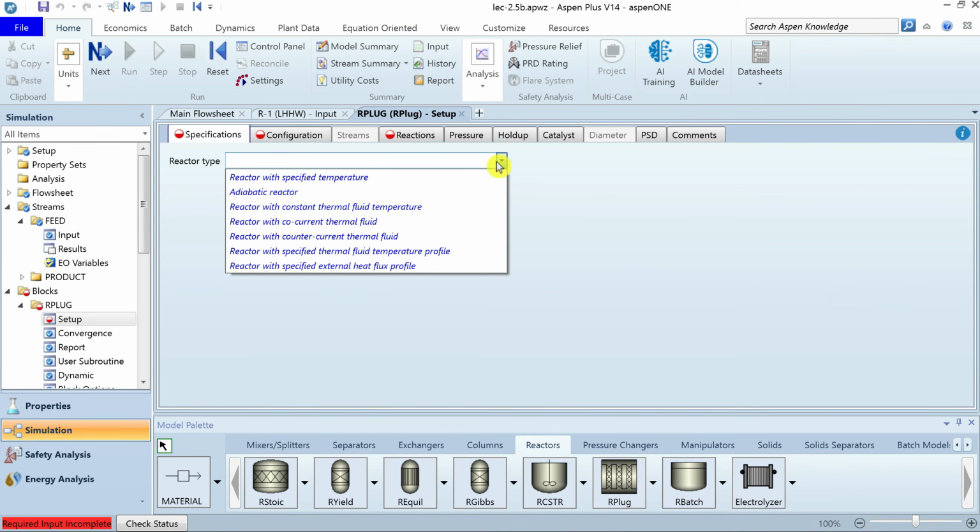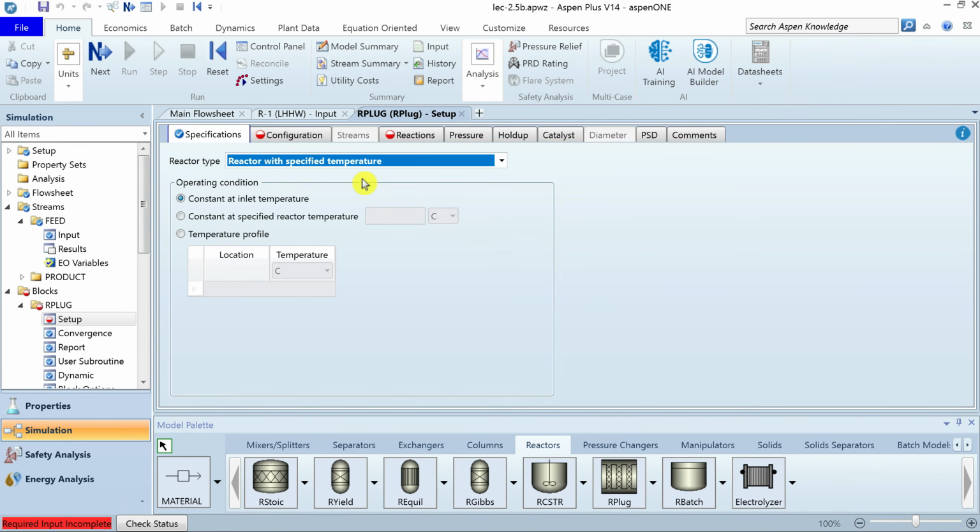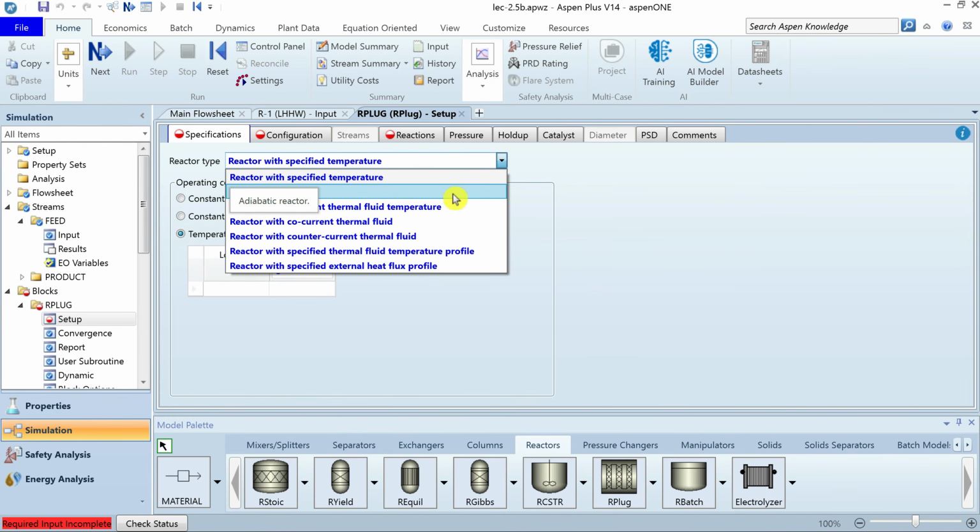In the reactor model, first you need to select the type of the reactor and that is specifically associated to heat transfer profiles of the reactor. Either you can define a specified reactor temperature. For that specification, it is possible to define a constant inlet temperature as of the feed temperature, or there can be a complete isothermal case where a specified reactor temperature can be defined throughout the reactor length, or there is an option to define a temperature profile along the reactor length. Other options for the reactor type are adiabatic reactor or a constant thermal fluid temperature.